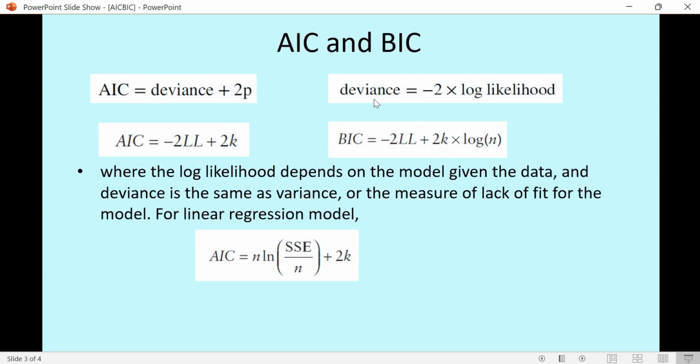This is the same thing, right? Because the deviance is the log likelihood times minus 2.